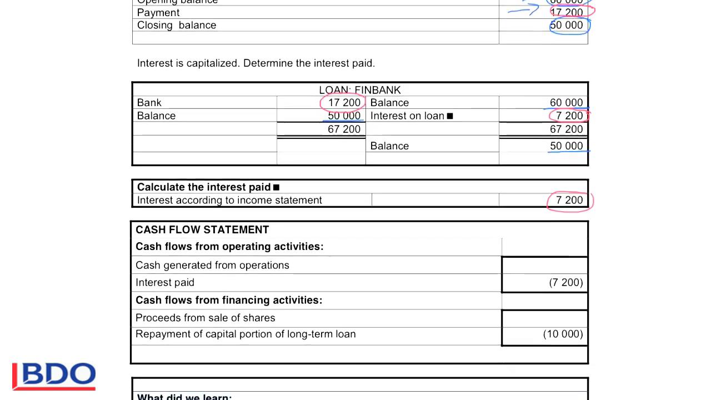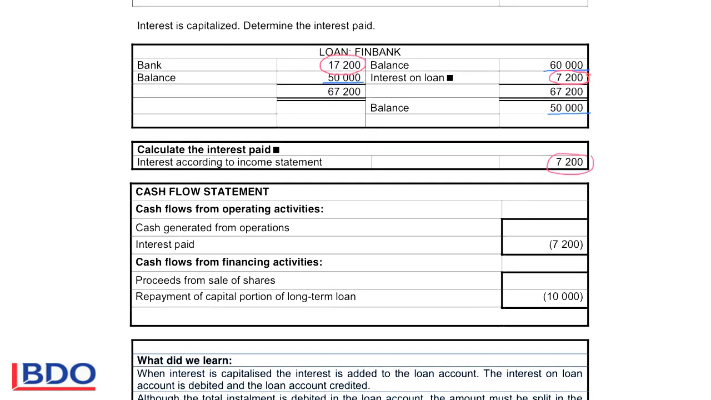If we go and we record the entries in the cash flow statement, we will show that cash flow from operating activities where we pay interest, we have to show that we paid the 7,200, so there was an outflow of 7,200 for interest. And then we also made a repayment on the loan, so there was a 10,000 Rand outflow for the installment that was paid on the loan.